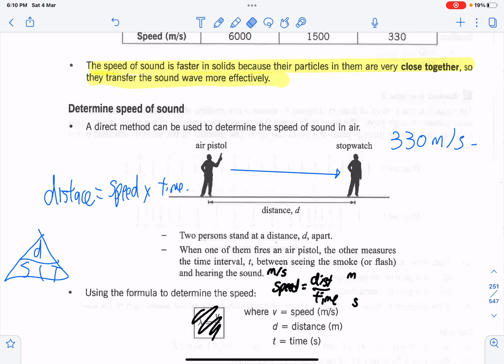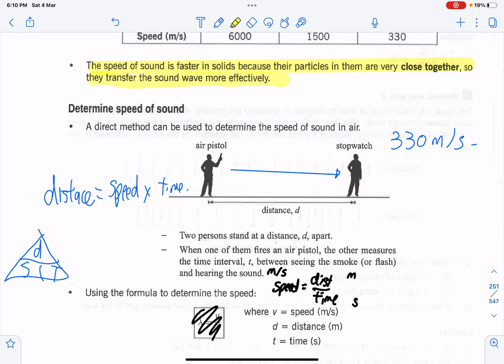First of all, you determine the distance between the person and you, and when they fire, you will be able to see a flame at the mouth of the pistol. The speed of light is actually very fast, 3 times 10 to the power of 8 meters per second. So what will happen is, through your eyes you can see the light first. Then you start to record.